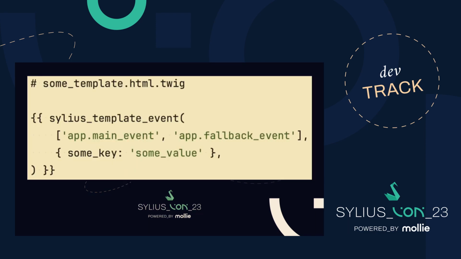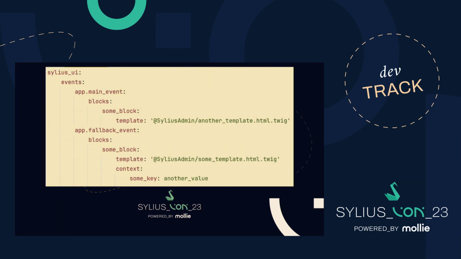Okay, so the event name which is earlier is overriding, or it's merged with, the event which is later. So if we look at this configuration, you might see we have a block with the same name, and the template from the app.main event block will override the one from the app.fallback event. So we have some way of overriding what we do in Sylius.